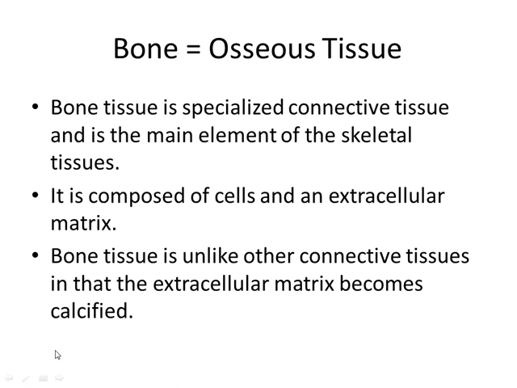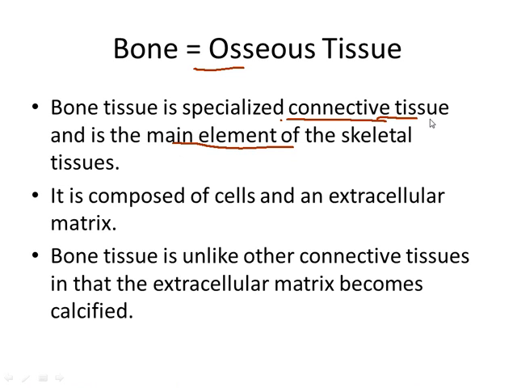All right. You should have learned from Unit 2 when we talked about tissues, okay? Bone is osseous tissue. That's the word we use to describe bone. Bone is a type of specialized connective tissue, just like fat, just like cartilage. It's a type of connective tissue, and it's the main element of the skeletal tissues. All right, so that's what we make our bones from. Connective tissue makes up the skeleton.